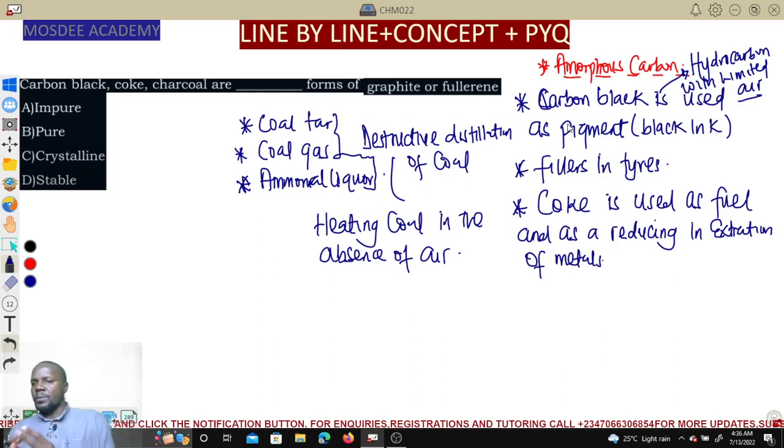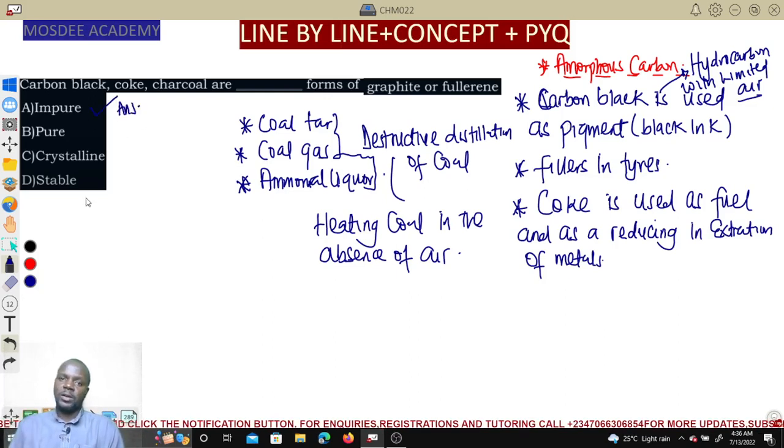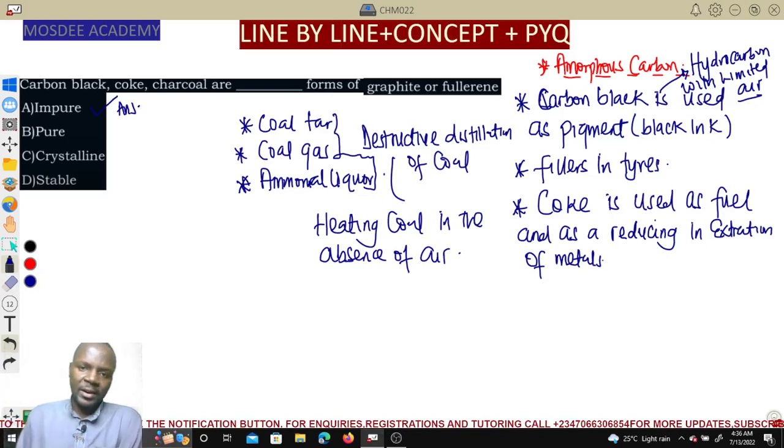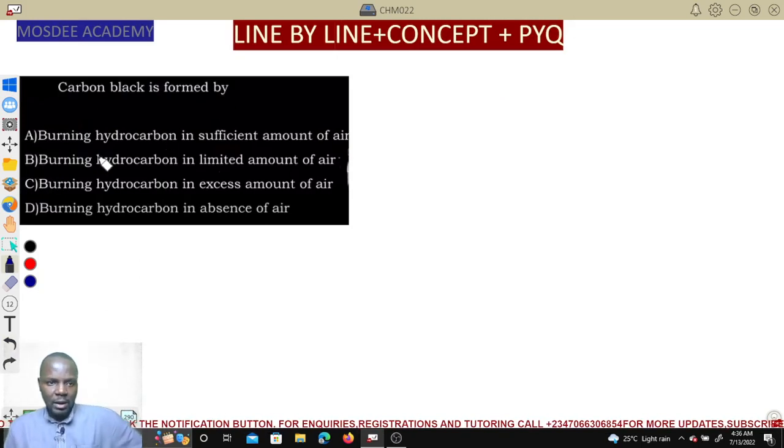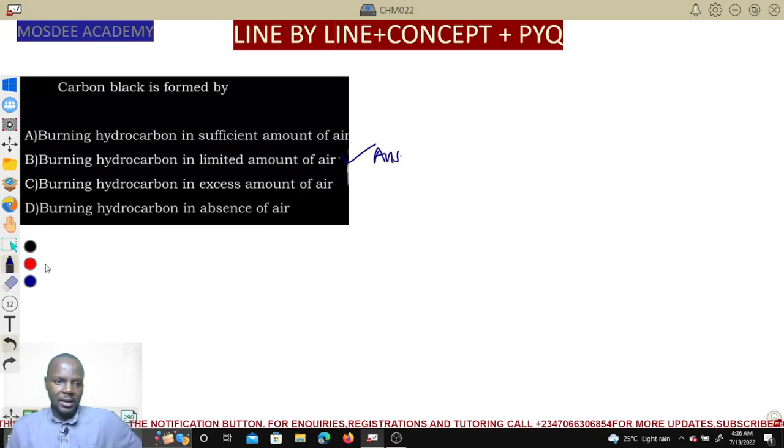So what you need to keep in mind about the amorphous carbon, they are impure forms of carbon, and that is why they are not crystalline. So this is the answer to the question. We can move to the next question. We need to increase the pace. I have 24 minutes, but carbon black is formed by heating hydrocarbon with limited amount of air. That should be the answer, direct answer.